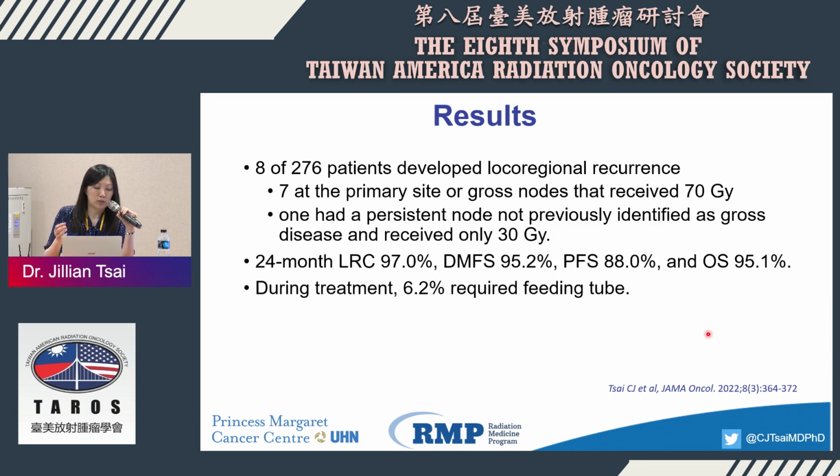There was no patient that recurred in the 30 gray elective, except for one. There was a missed gross disease that should have been treated to 70 gray, but that disease got 30 gray. So that's one patient, a missed lymph node that didn't get treated to 70 gray. So there was overall no 30 gray elective failure in this population. And these are the 2-year local regional control, distant metastasis-free survival, and progression-free survival.